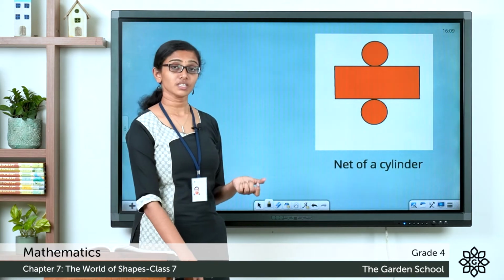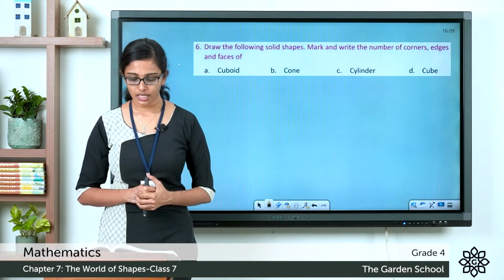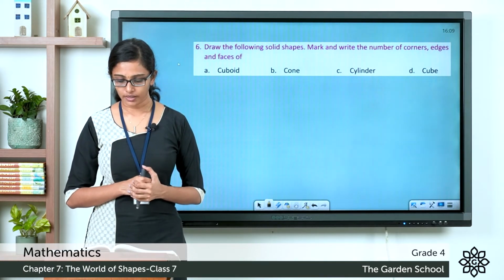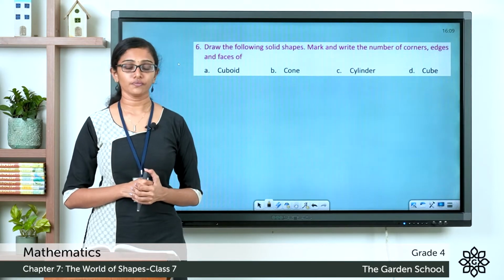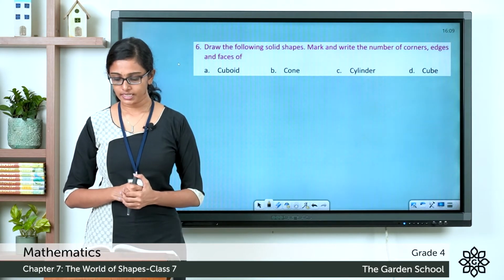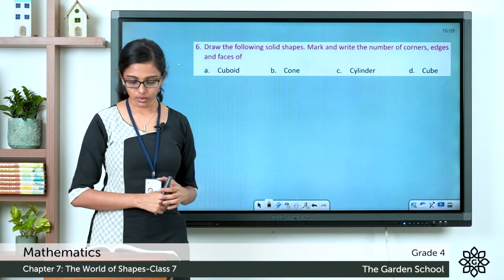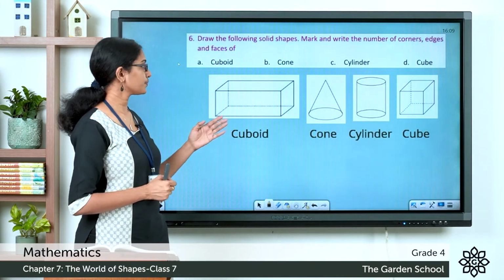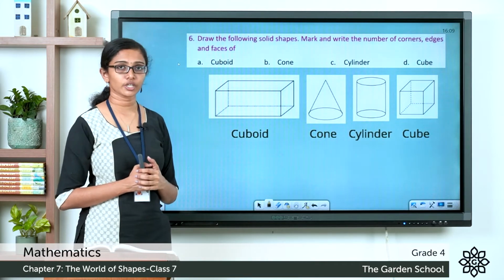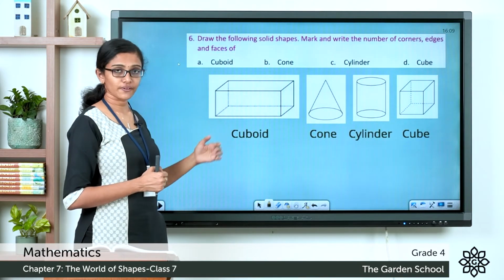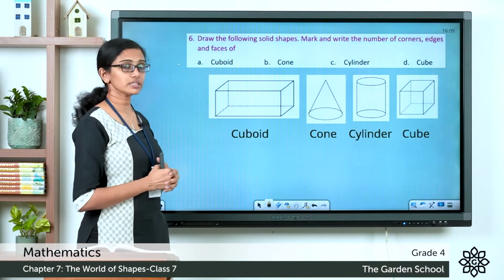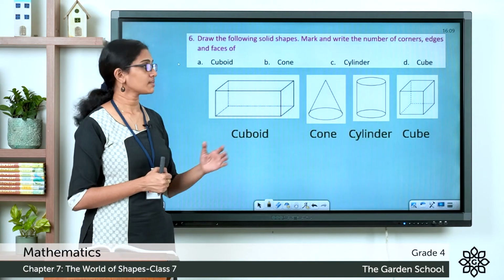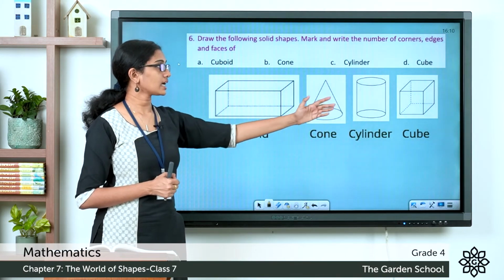Now, let's move on to the next question. Question number 6. Draw the following solid shapes. Mark and write the number of corners, edges and faces of cuboid, cone, cylinder and cube. Let's have a look at these shapes. Here you have the cuboid, and you see how many faces are there for the cuboid. It has 6 faces, 12 edges and 8 vertices or corners. Similarly, you can see the cone, cylinder and cube here.